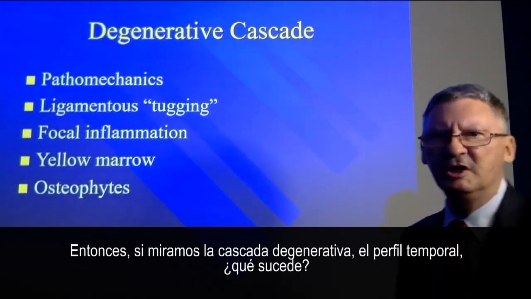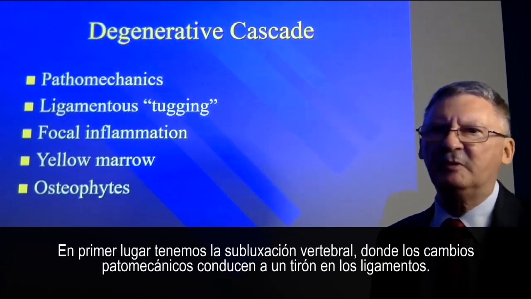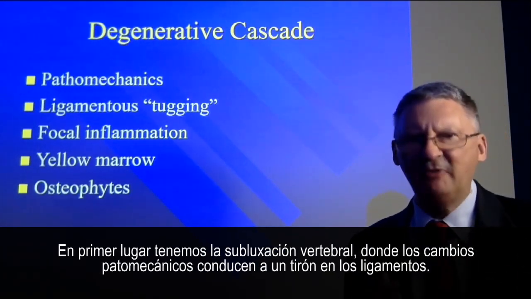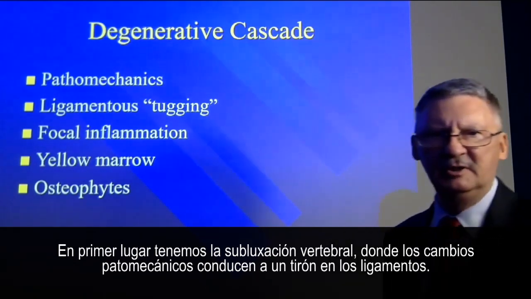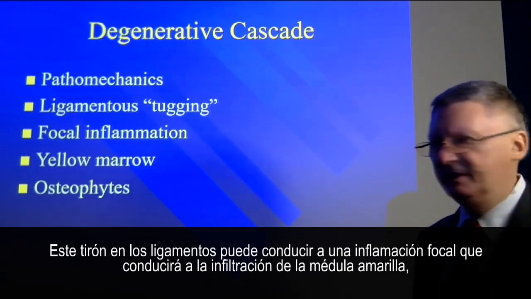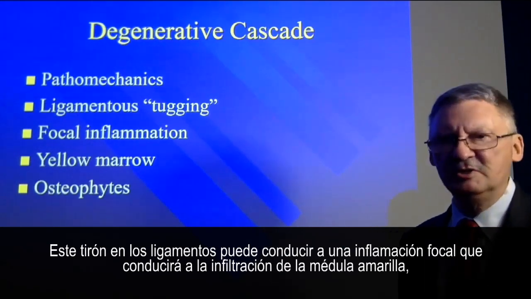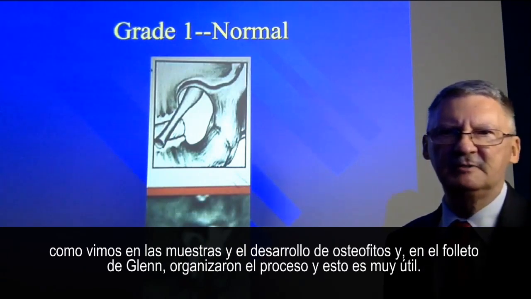So if we look at the degenerative cascade, the temporal profile, what happens? First of all, we have the vertebral subluxation, where pathomechanical changes lead to a tugging on the ligaments. This tugging on the ligaments can lead to focal inflammation, which will lead to yellow marrow infiltration, as we saw in the specimens, and the development ultimately of osteophytes.